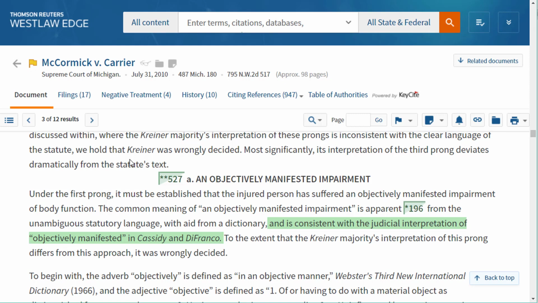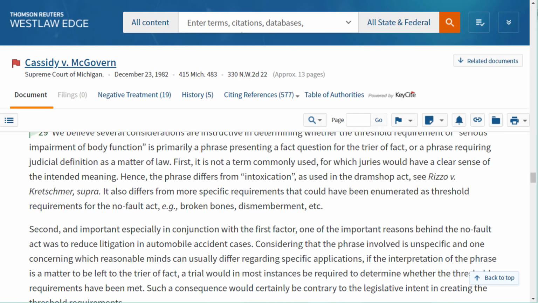So that's what you do. You're researching along, you find a red flag, you then need to click on negative treatment or Shepherdize in Lexis, figure out which cases made it negative and read those and figure out if your opinion is still good law. It's a lot of work, but you have to do it, and that's why we get paid the big bucks.